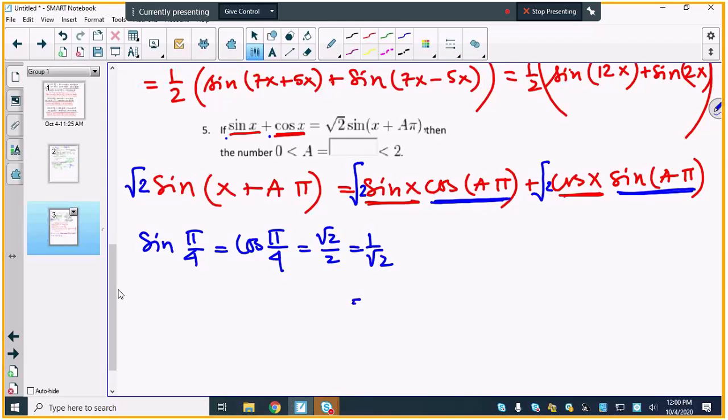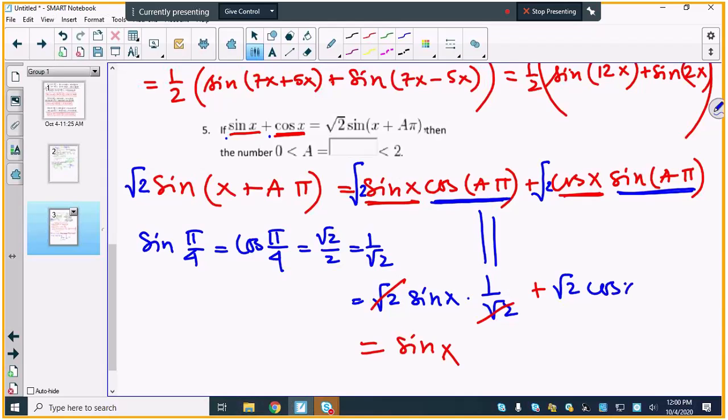So what I get to say is that this is equal to square root of 2 times sin x times 1 over square root of 2. And remember, cos(a pi), I want it to be equal to 1 over square root of 2. In that situation, square root of 2 and square root of 2 cancel each other, and I just get sin x. And this is what I want on the left-hand side of the equation. Similarly, you can say square root of 2 times cos x times 1 over square root of 2. And again, the square root of 2 and square root of 2 cancel each other, and I get only cos x, so plus cos x. That's exactly the left-hand side.